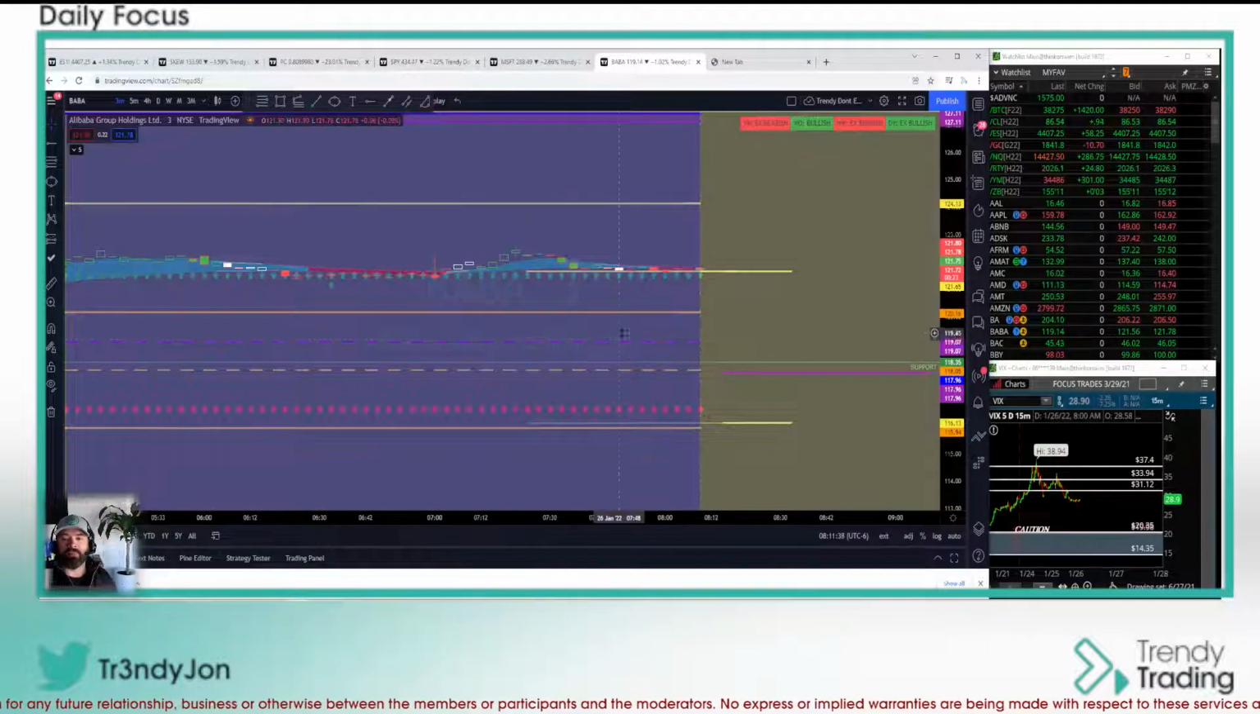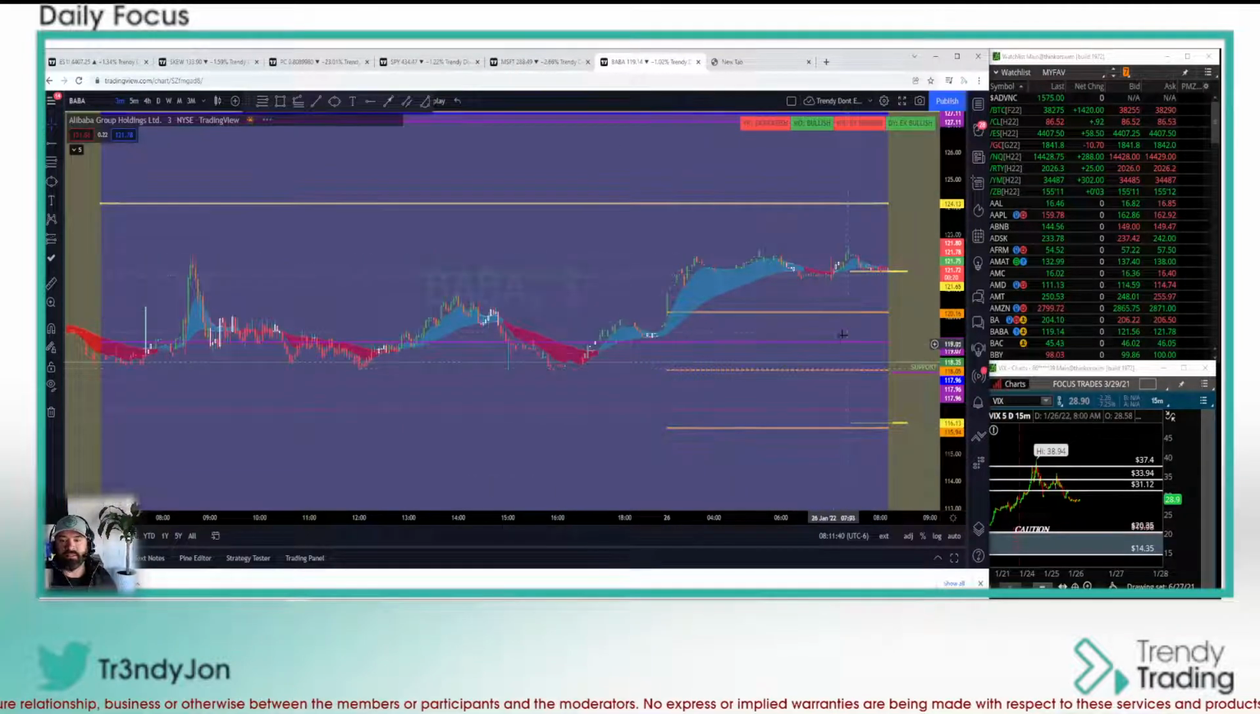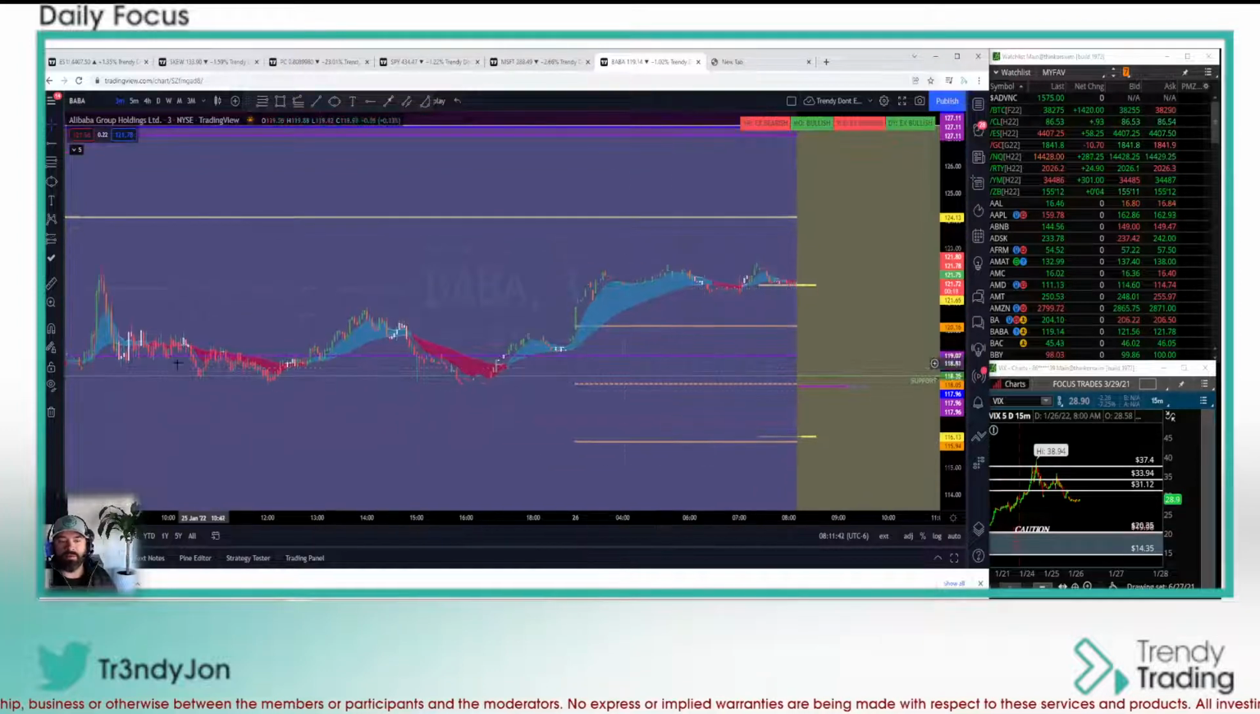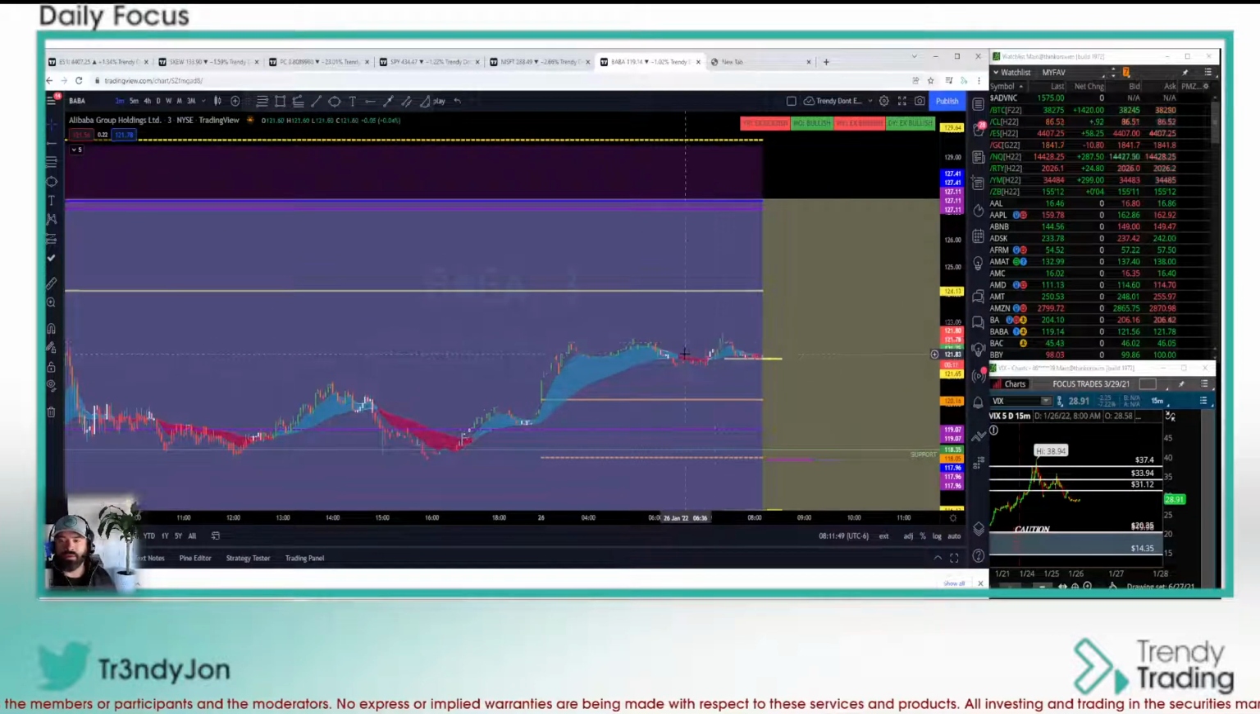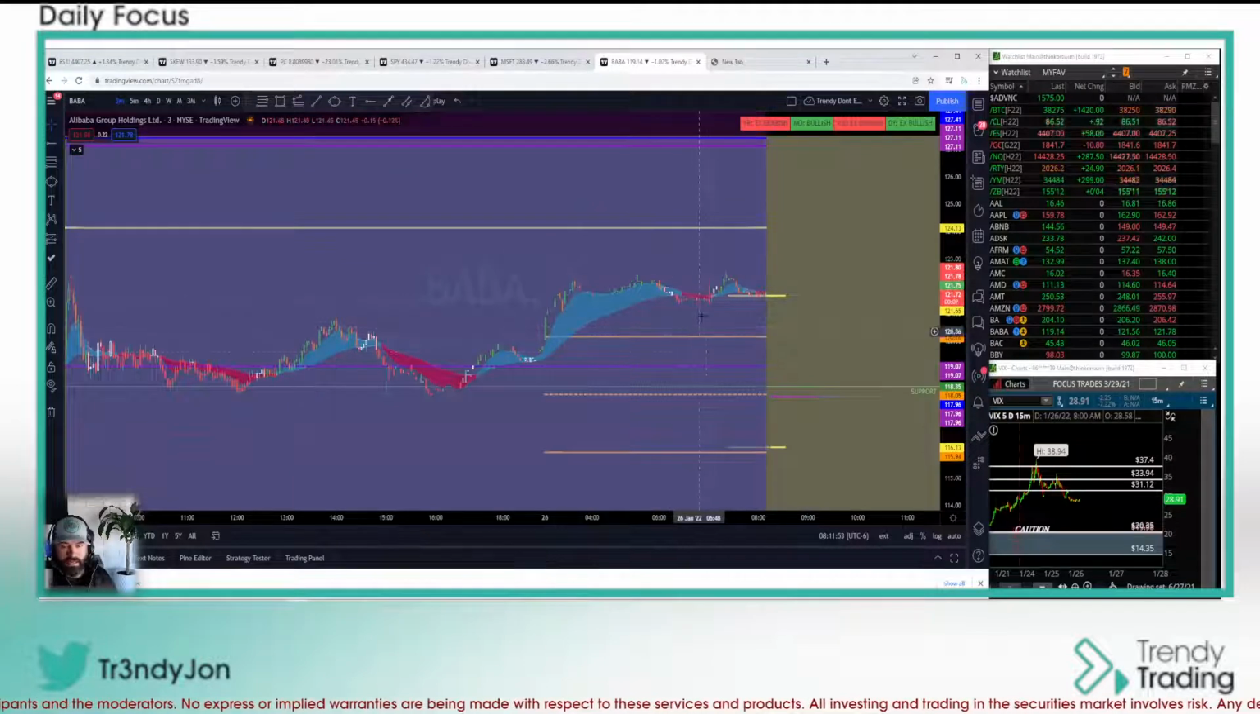Alright, so I got some BABA. I have some spreads that I started. I like this BABA. I like that we're creating this base here. If we could take out the pre-market highs, yesterday's highs, we could see a move up into 124, by 127, by 129. Expect a lot of volatility today, guys.